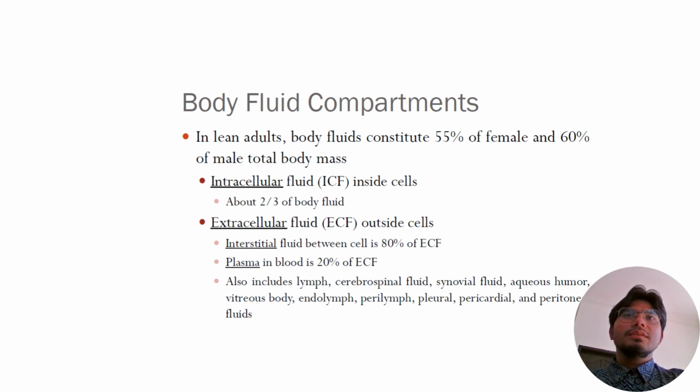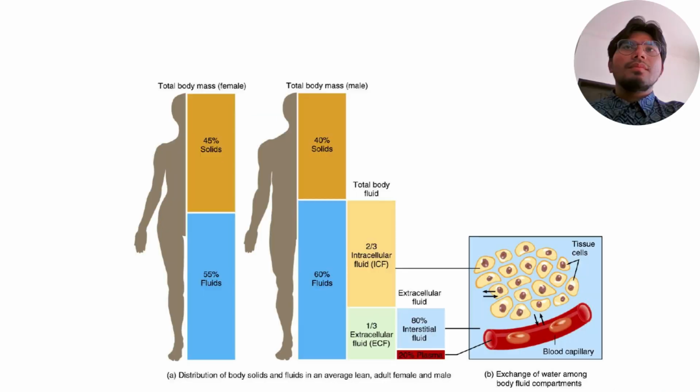Two-thirds of total body fluids is contributed by intracellular fluids, while one-third is extracellular fluids, represented by 80% of interstitial fluids, about 20% of plasma, and the rest is transcellular fluids. This figure states the comparison of the fluid differences between male and female percentages. So female contain more fluids than male. You can see there the schematic diagram of the proportion of extracellular fluids and intracellular fluids contributing to the highest proportion in the human body.